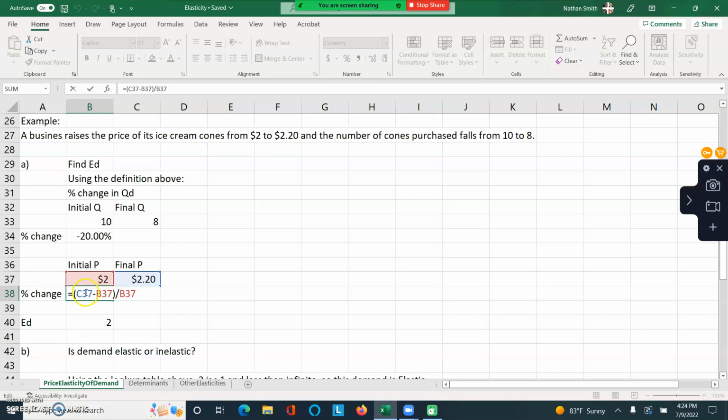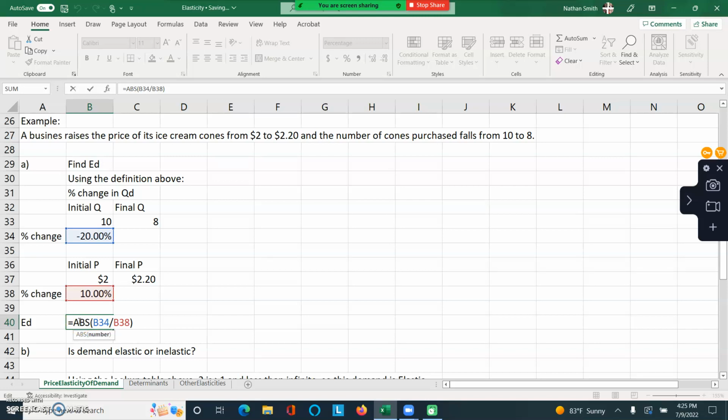Okay, so the final number was $2.20 minus $2, divided by the starting price of $2, gives us a percent change of plus 10%. Now the formula tells you simply take a ratio of the two numbers. Now all I did here was I used Excel's absolute value function, which converts a negative number into a positive.